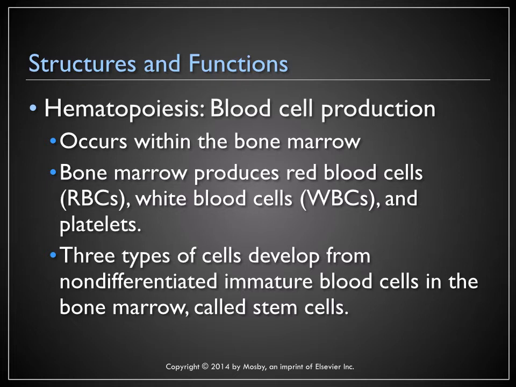This is telling you the purpose of hematology: hematology does hematopoiesis, which is blood cell production, and this happens within the bone marrow. And bone marrow produces RBCs, WBCs, and platelets. And the three types of cells develop from the immature blood cells in the bone marrow, which are called stem cells.